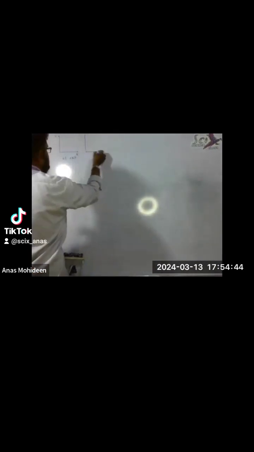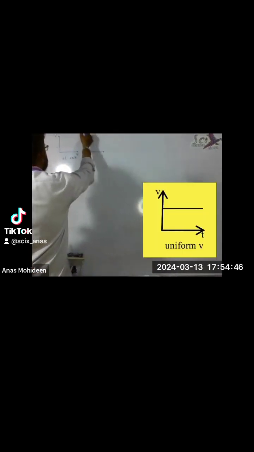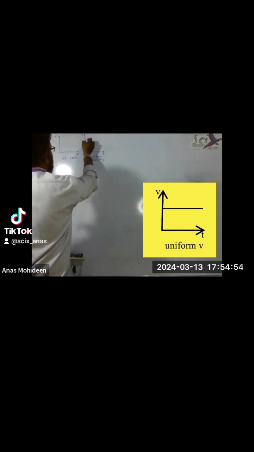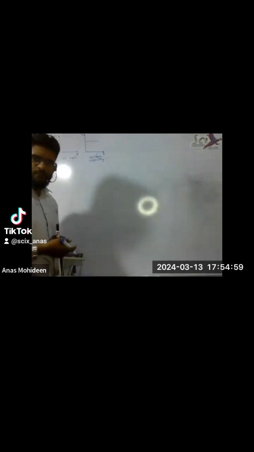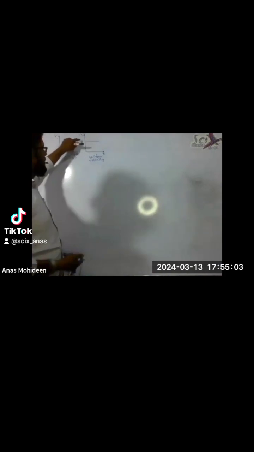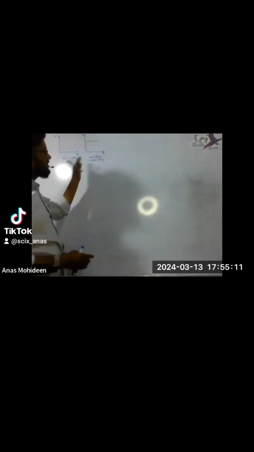And the second one is uniform velocity, where the object moves at the same velocity. Here we have to take a parallel line, and it refers to whatever velocity is given. That velocity you have to take. For example, let's say 20 meters per second for 20 seconds. From the y-axis you have to mark 20 meters per second, and draw a line parallel to the x-axis, from 0 to 20 seconds.